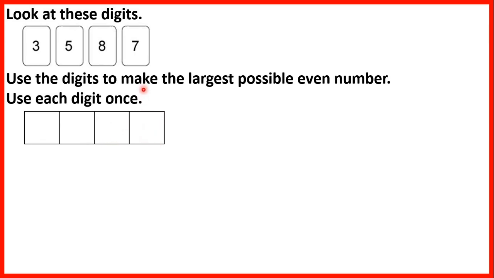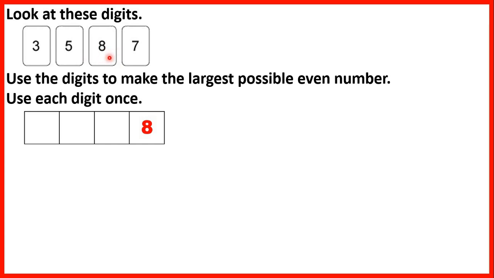But this question is a bit more confusing, because we don't just want to make the largest possible number, we want to make the largest possible even number. Now remember, an even number is a multiple of 2, so a number that ends in 0, 2, 4, 6 or 8. And the only even digit that we have on our cards is an 8. So we know that 8 must be our ones digit, because that's the only way that we can make an even number from these digits.